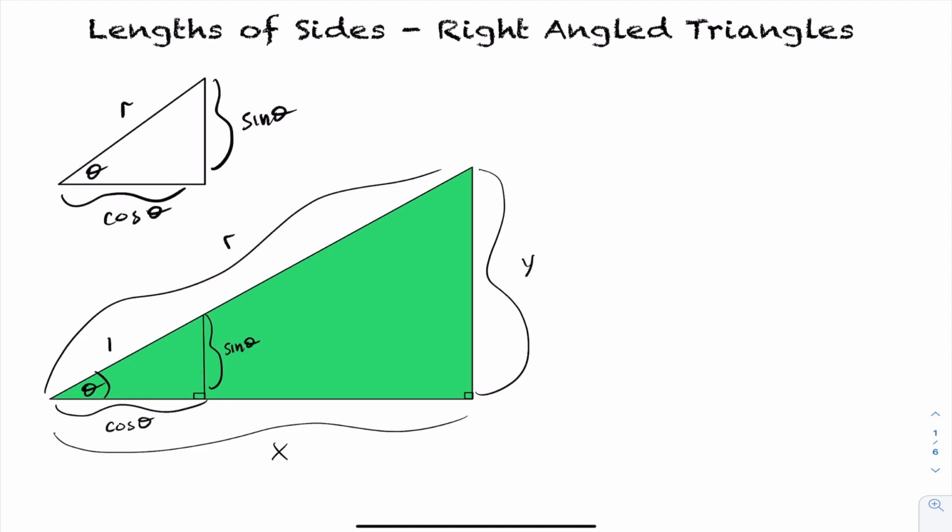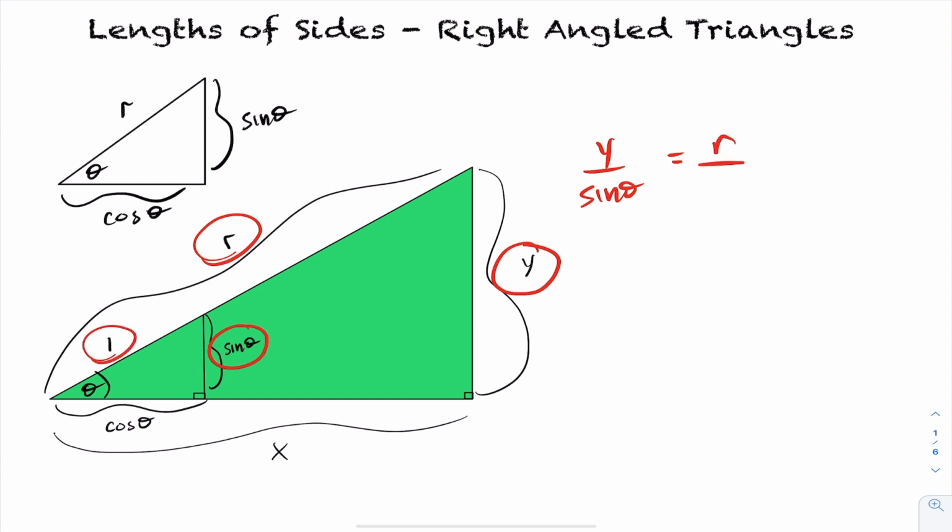So what I do know here is that the length of the leg of the larger triangle divided by the length of the leg of the smaller triangle, so y over sine theta, must equal the length of the hypotenuse of the larger triangle divided by the length of the hypotenuse of the smaller triangle. Solving for y here, we get y equals r sine theta.